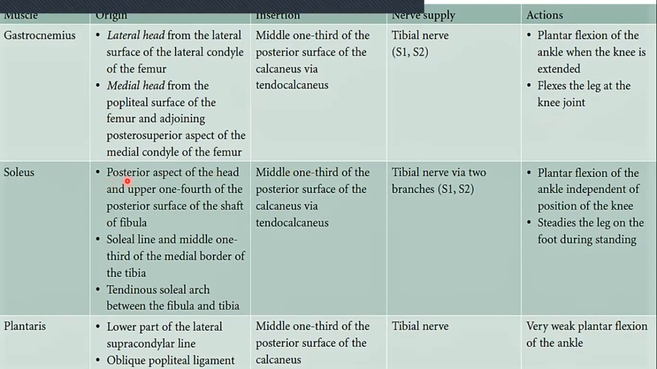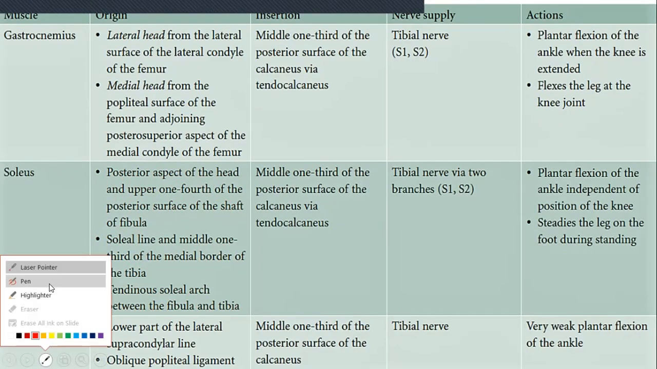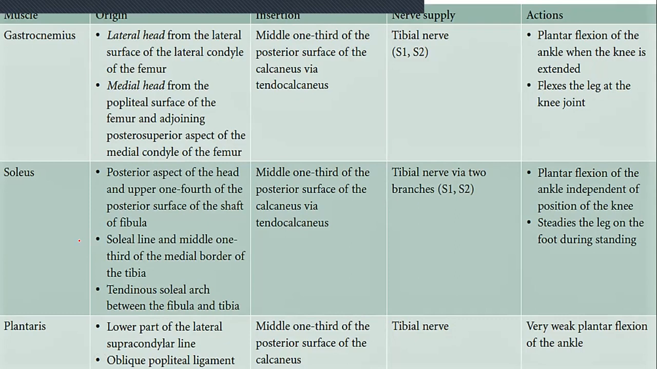Soleus originates from the posterior aspect of the head and the upper quarter of the posterior surface of the shaft of the fibula. It also originates from the soleal line and the middle third of the medial border of the tibia, and from the tendinous soleal arch between the fibula and tibia. So its origin is somewhat horseshoe shaped.